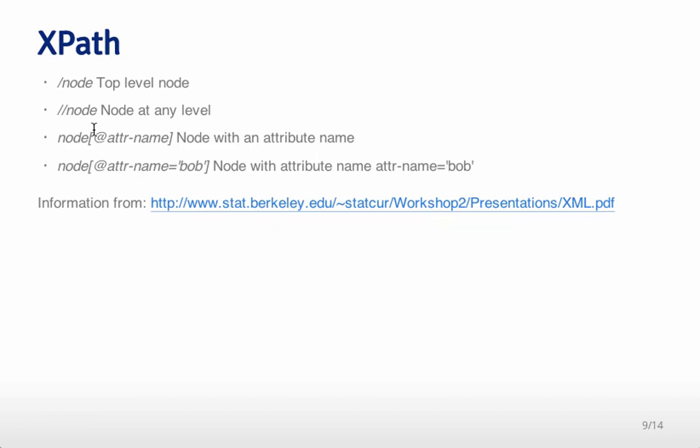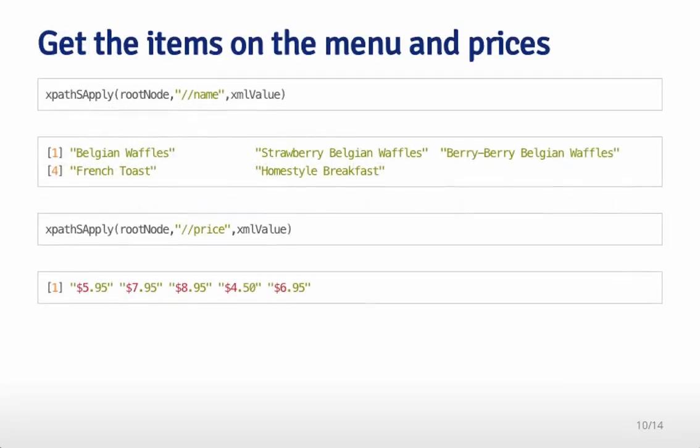So the first thing that you're going to be looking at is the top level node of each element, and you get that with a / node. The node at any level is / node. And then you can extract specific nodes with specific attributes. We'll talk about how to do that over the next couple of slides.